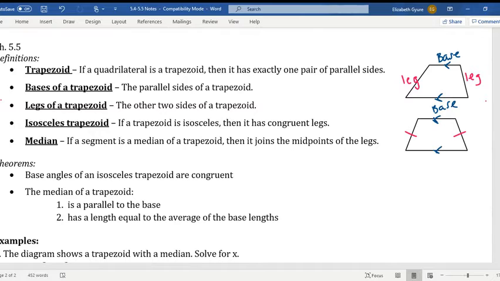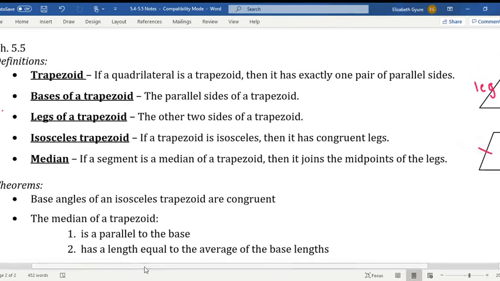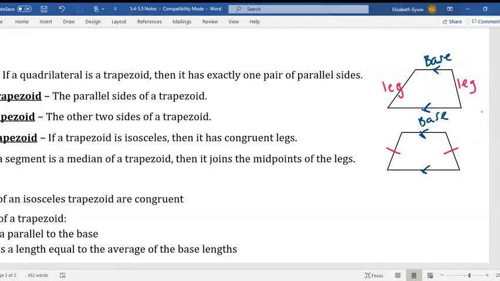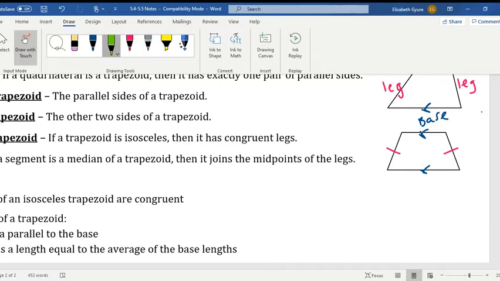And then sometimes what you're going to see in trapezoids is a median. If a segment is a median of a trapezoid, then it joins the midpoints of the legs. Very similar to the mid-segments we talked about. Sometimes they're called mid-segments, sometimes they're called medians, depends on the diagram and exactly what the problem's asking you. But remember when we talked about mid-segments in a triangle, they connected the midpoints on either side? Same thing's going to happen here. So if your trapezoid has a median or a mid-segment, then it just connects the midpoints.